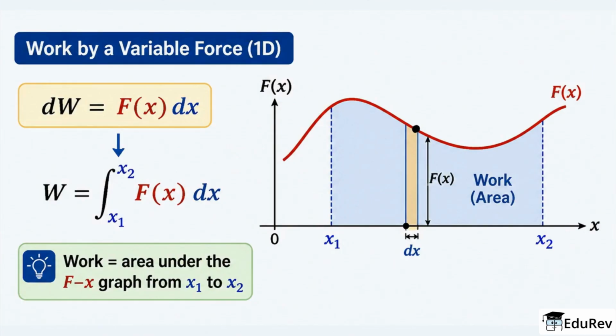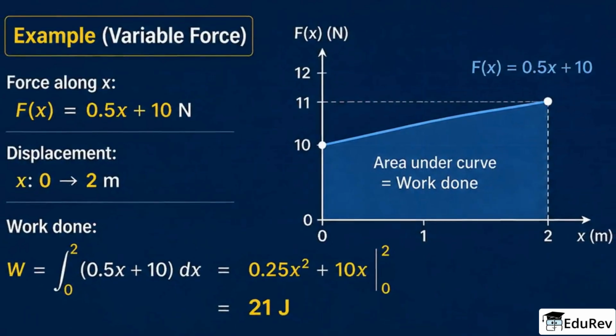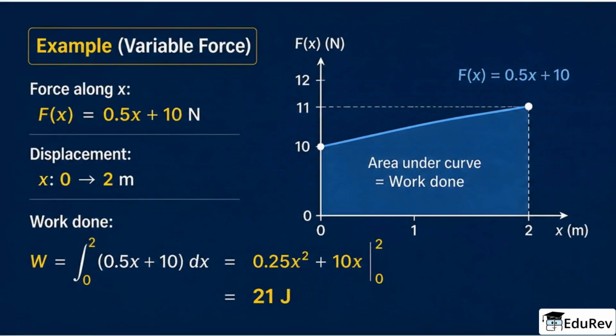For a variable force along x, we write small work dW equals F of x times dx, and integrate from x1 to x2. The area under the force versus x graph also gives the work. For example, if force equals 0.5x plus 10 newtons and displacement goes from x equals 0 to x equals 2 meters, integrate 0.5x plus 10 with respect to x. Primitive is 0.25x squared plus 10x. Evaluate at 2 gives 0.25 times 4 plus 20 equals 1 plus 20 equals 21 joules.